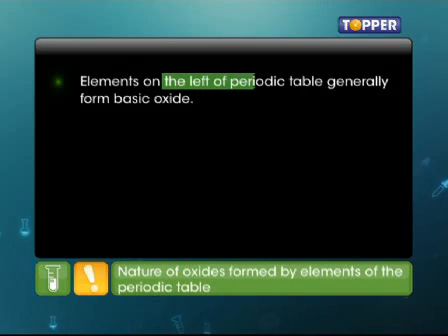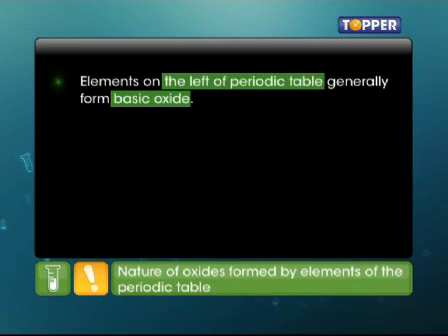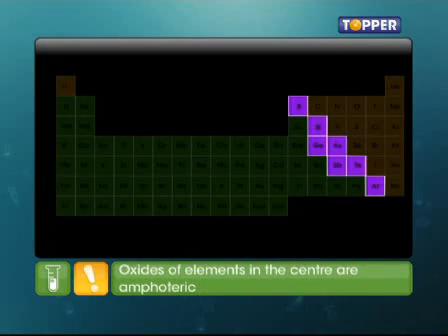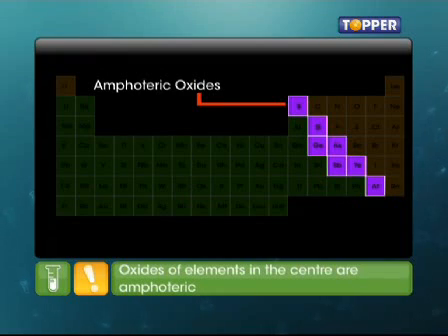Moreover, oxides of elements which lose electrons are basic, and oxides of elements which gain electrons are acidic in nature. Thus, elements on the left of the periodic table form more basic oxides, and the basic character of elements decreases across the period. Thus, elements from groups 14, 15, 16 and 17 evidently form acidic oxides. That leaves us with oxides of elements in the center which are amphoteric, that is, both acidic and basic in nature.